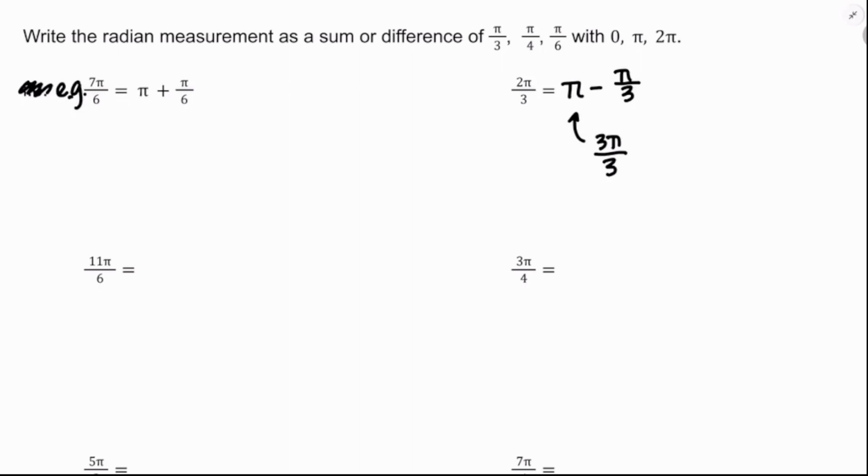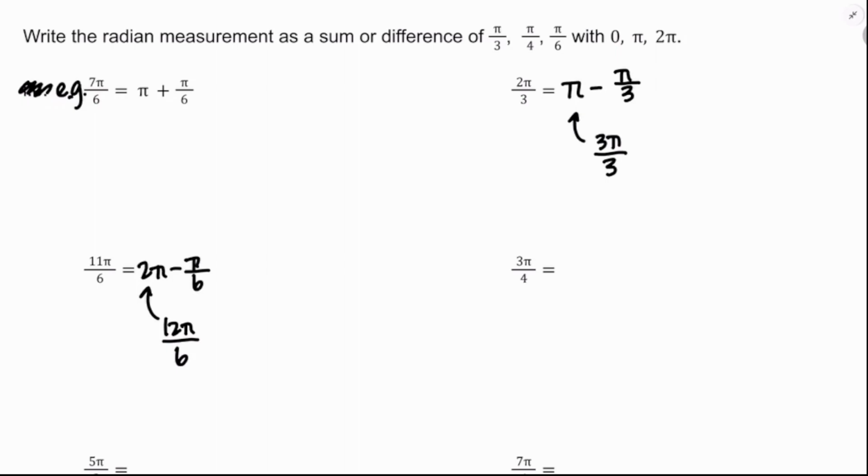All right, 11 pi over 6. Okay, we're looking at the 11 over 6. Is that close to 0? Is it close to 1? Or is it close to 2? That's pretty close to 2, because 2 is 12 over 6. So I'm going to say this is going to be 2 pi, which would be 12 pi over 6, and I'd subtract 1 pi over 6.